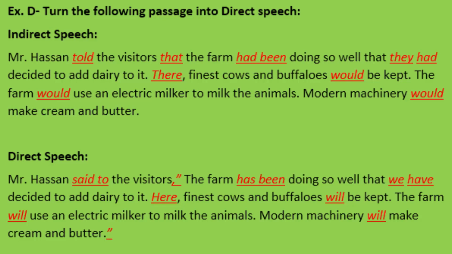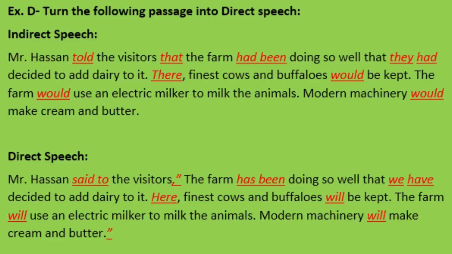The direct speech of the indirect speech is: Mr. Hassan said to the visitors. Instead of told, said to is used here. Then instead of that, we have used a comma and inverted commas. Then instead of had been, we are using has been. Instead of they, we are using we. Instead of had, we are using have. Then instead of there, we are using here.